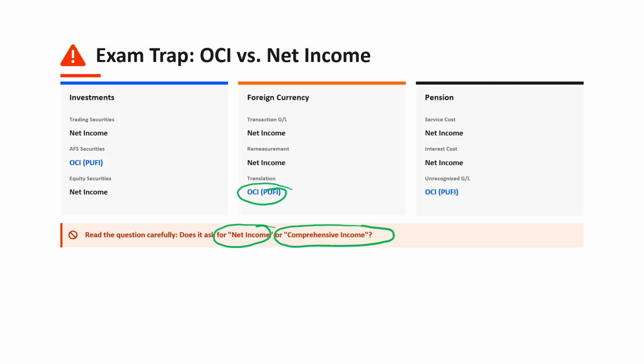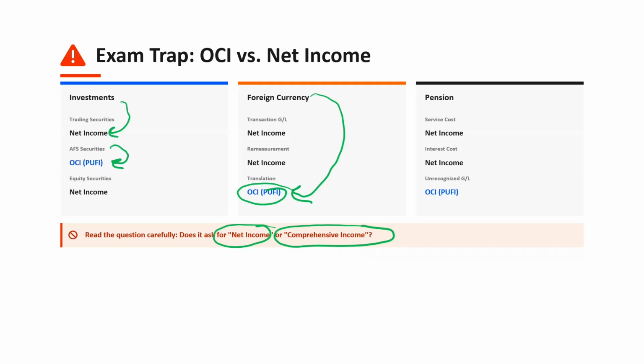Depending on it, we need to remember the PUFI mnemonic. Where are we putting the values or items? Trading securities, if it's an investment, goes to net income, remember. If it's available for sale securities, it goes to the PUFI mnemonic. The same way for foreign currency: if it's a subsidiary, it goes to other comprehensive income. But if there's hyperinflation or they cannot be separated, it goes to net income.